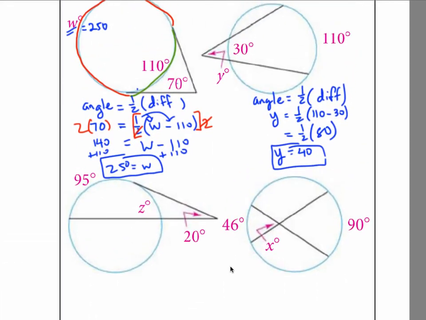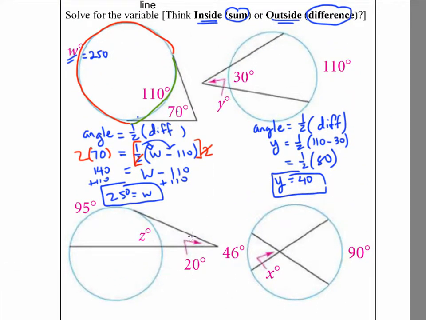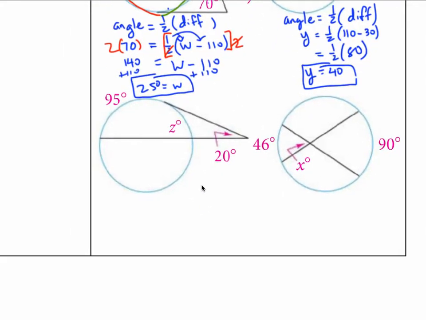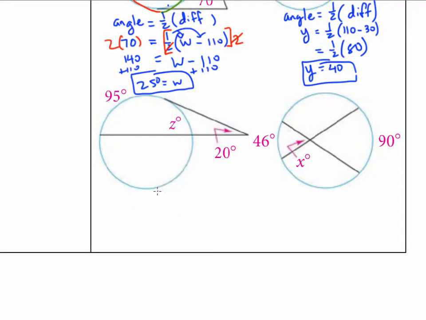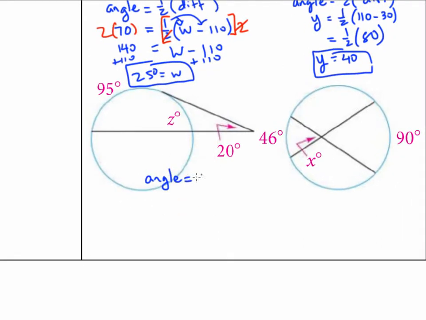All right, let me just keep that up here for a second. So here again, we ask ourselves, this angle here, I've got the z here, but this angle, is it inside, the sum, or outside, the difference? Again, this is outside for the third straight time, so it's the difference. So the angle is half of the difference.